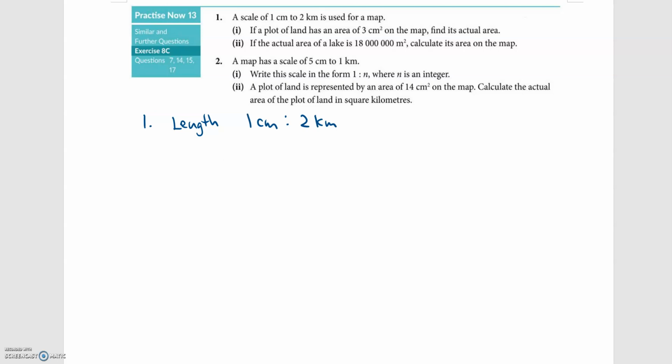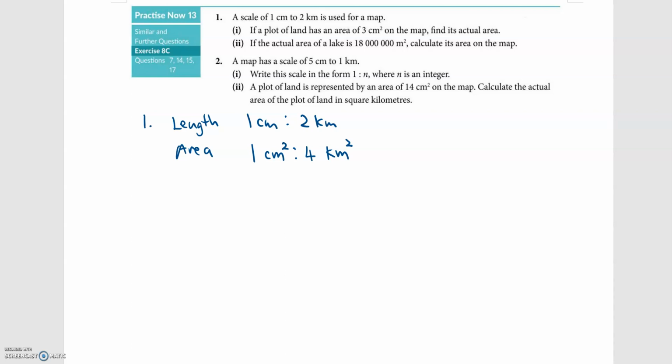Now the first part wants us to compare the areas, so I need to find the ratio of their areas now. So I will need to square both ratios. So 1 times 1 is still 1, but it's now 1 cm square. 2 times 2 gives me 4 kilometers square. So the area consisting of 1 cm square on the map would now be 4 kilometers square in real life.